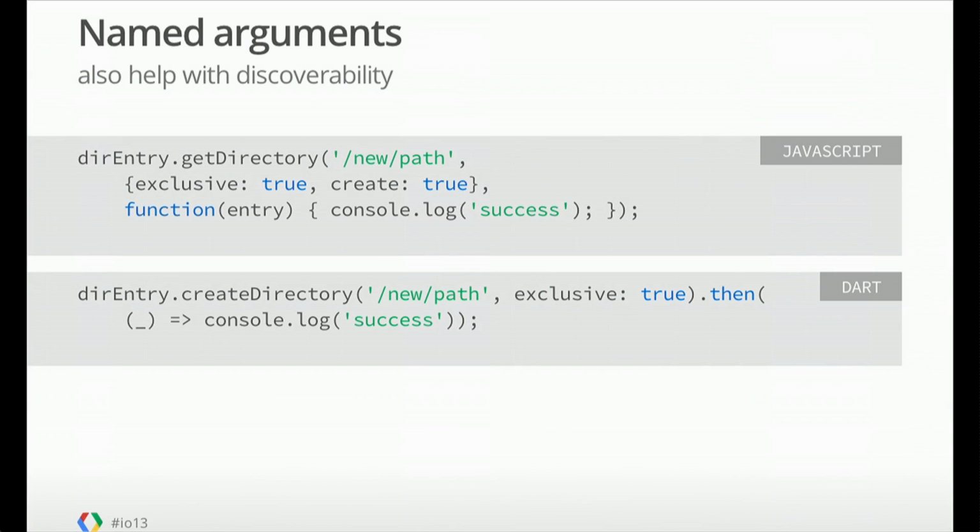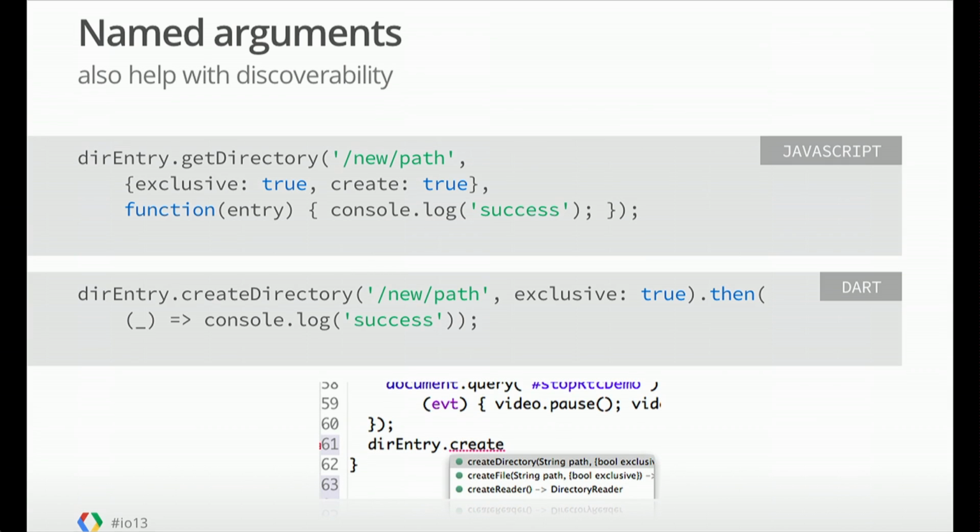Named arguments also are helpful for discoverability. One other way that the DOM APIs deal with named arguments is they take a dictionary, and you put in keys to specify the behavior for these functions. This works, but it's not so discoverable. You have to look up what magic keys you need to insert in your dictionary to make this call. In Dart, we've expanded a lot of these dictionaries into named arguments so that when you're typing, the Dart editor will autocomplete and show you that you have these optional arguments that you could also include.